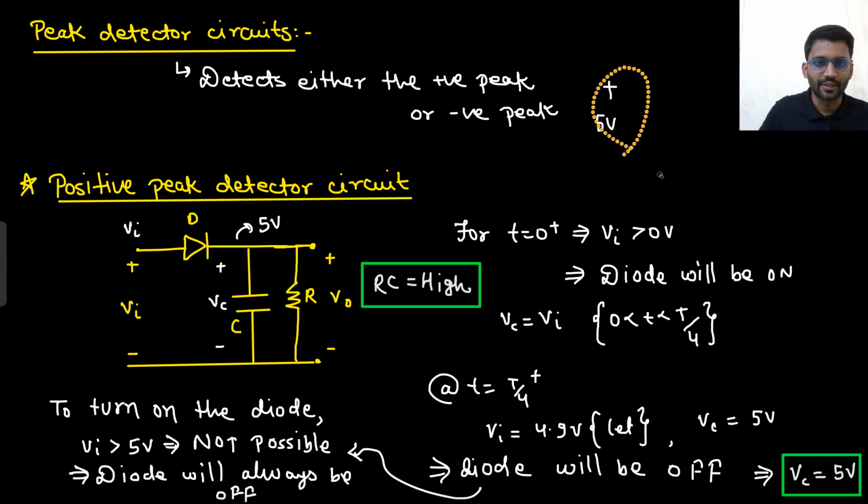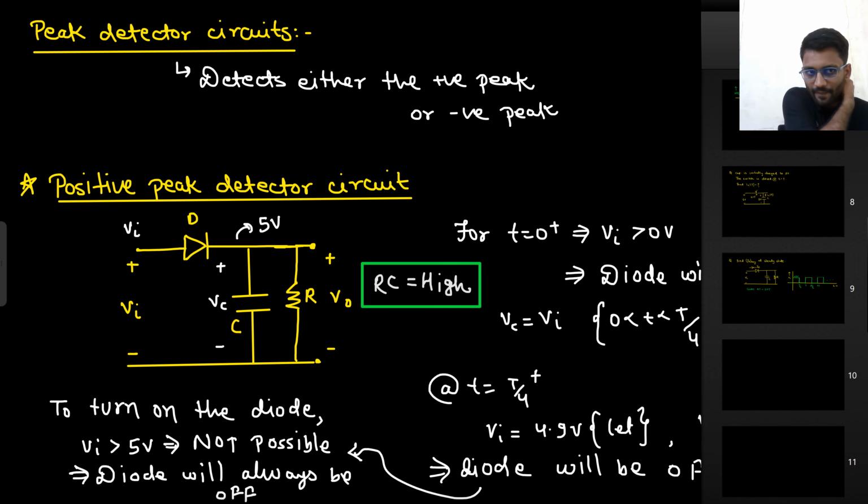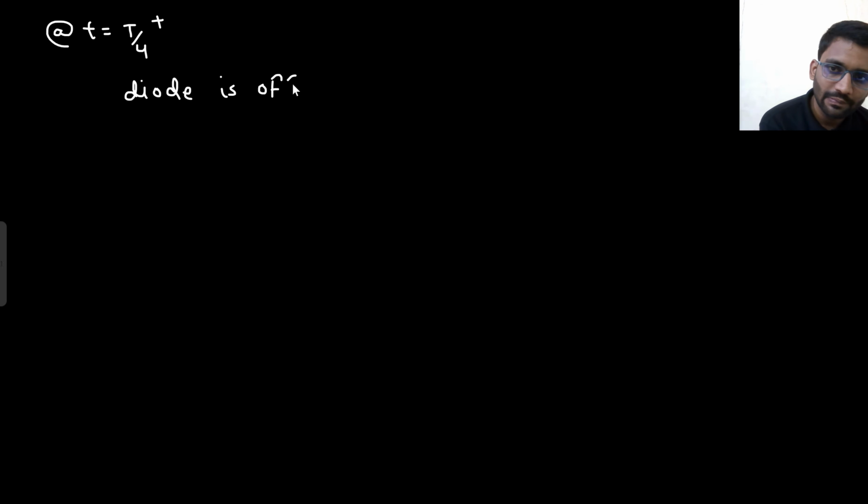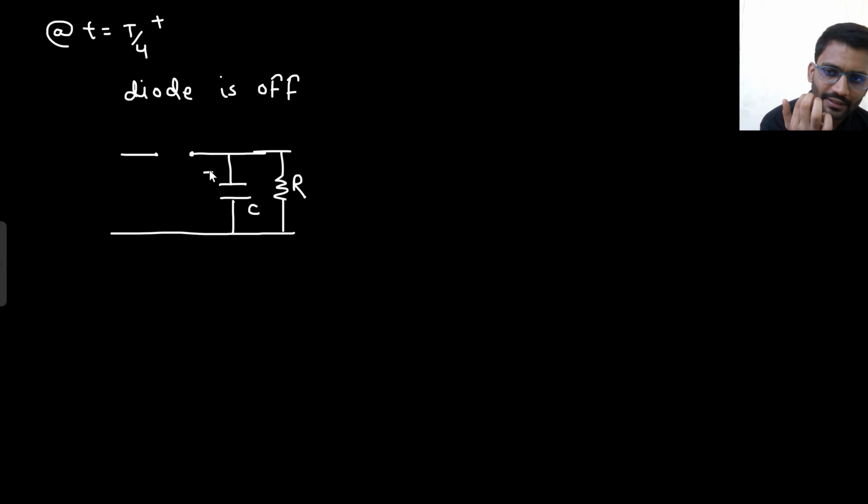So we can write this point in the next page. So at T by 4 plus, one thing we get to know is that the diode is off. So this is off. And then we are having our capacitor and a resistor. This capacitor is charged to 5 volt. There is this input which is not in the connection now. The connection is broken, and this is our output.